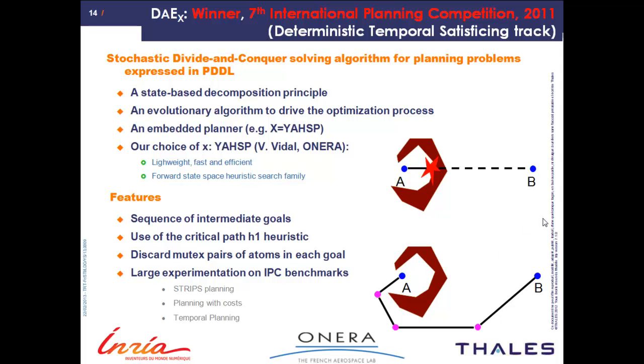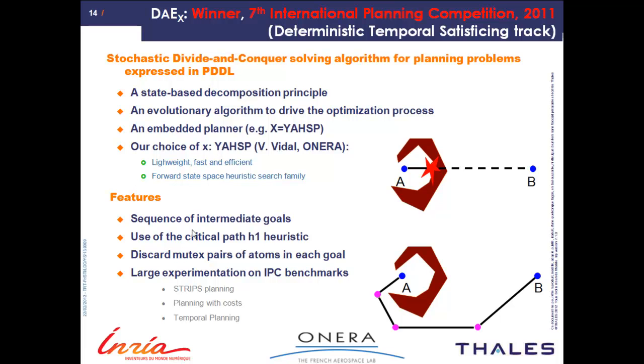It means, as illustrated by this figure here, that instead of trying to solve the planning problem directly, here going from A to B, we can introduce intermediate goals that allow for intermediate problems to appear and which can be solved more easily with an embedded planner. Our embedded planner is the one developed by Vincent Vidal at ONERA. It's called YAHSP. It's lightweight and very fast to find the solutions to intermediate problems and belongs to the forward state-space heuristic search family.